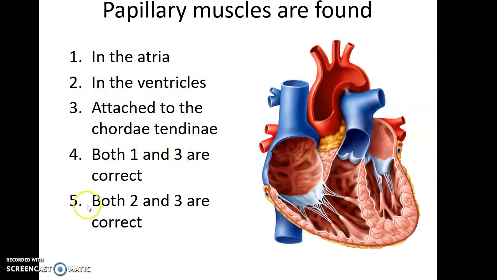All right, papillary muscles: are they found in the atria, in the ventricles, attached to chordae tendineae, both 1 and 3, or both 2 and 3? Correct answer is both 2 and 3. They are in the ventricles. Here they are in the ventricles, and they're attached to chordae tendineae, attached to the heartstrings.